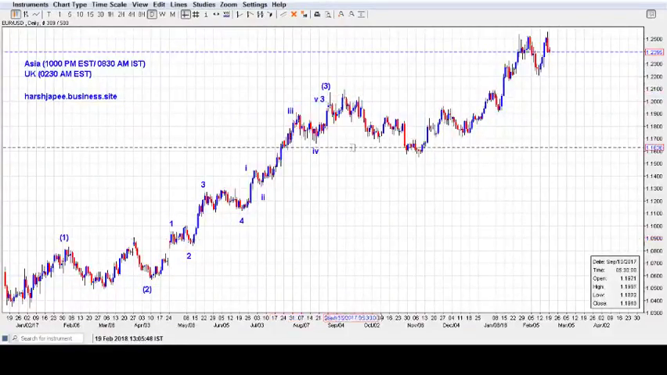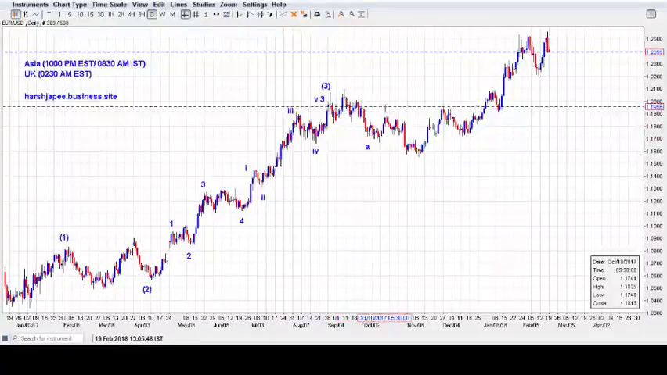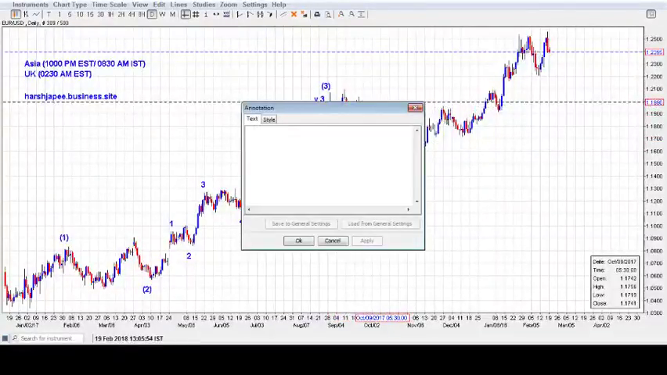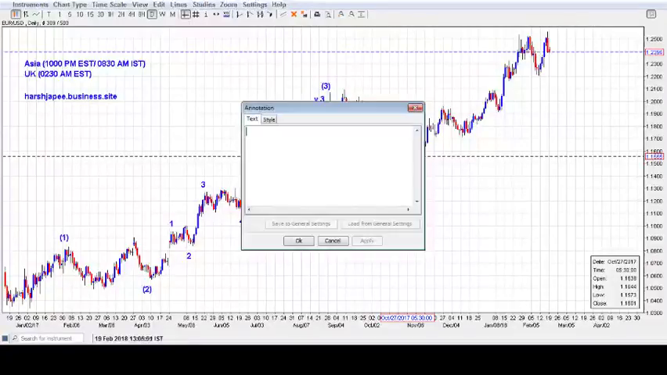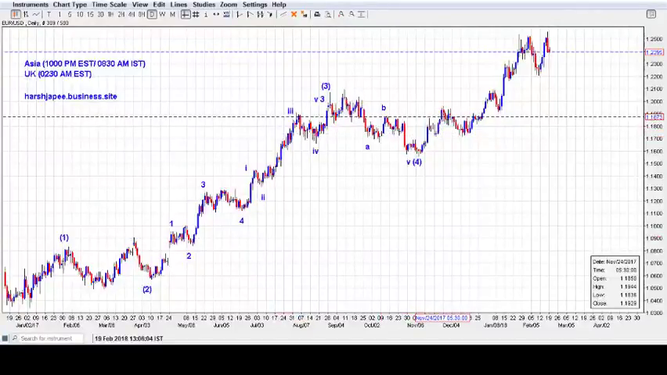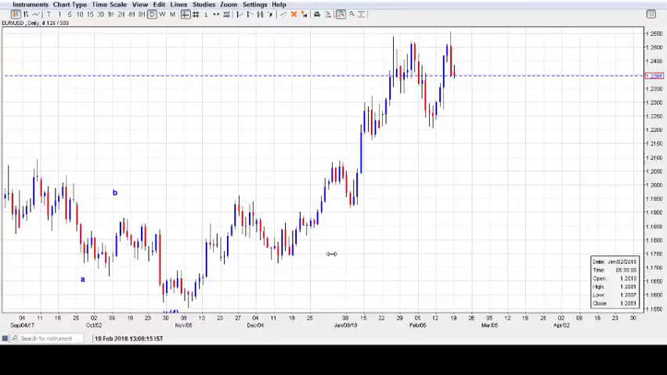All right, and then a 5-3-5 ABC wave 4. No problems. This is the historic wave count and what is happening right now. We can zoom in a bit so that yes, we are very close to the last wave count.